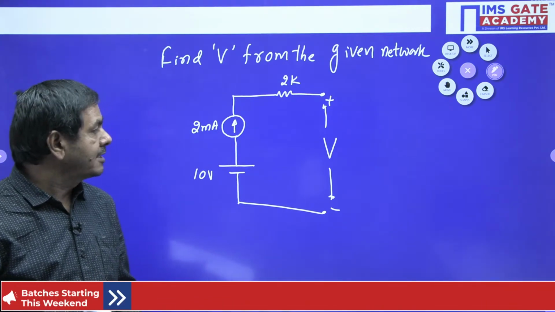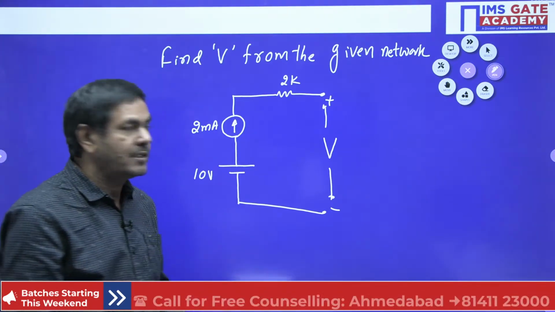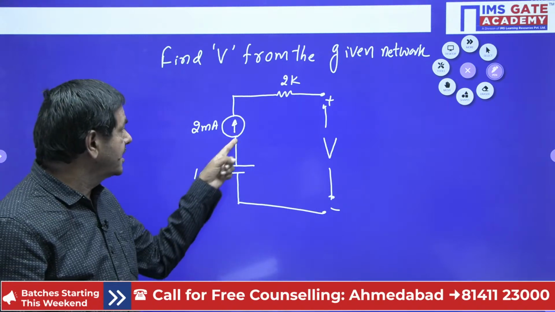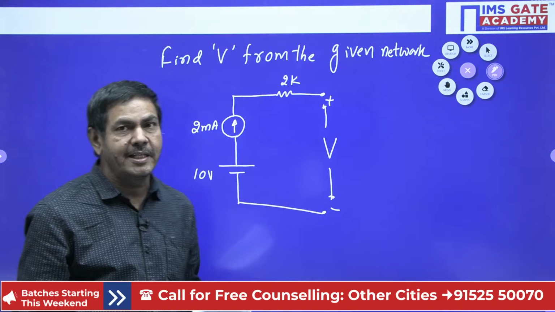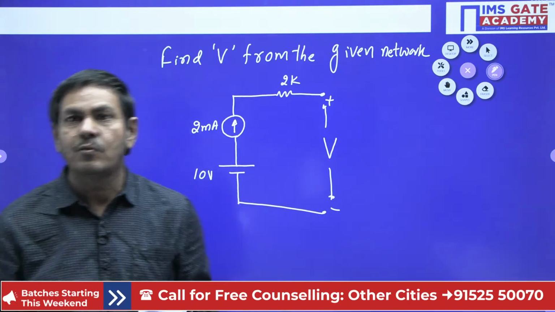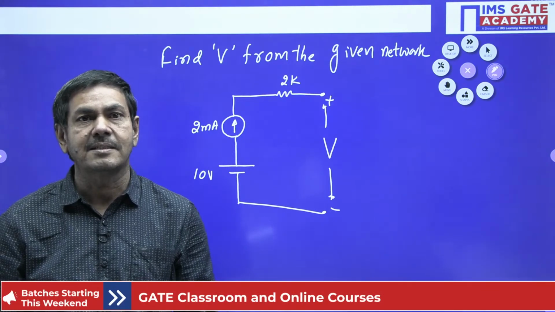What is the voltage V from the given circuit? Given a battery voltage of 10 volts. A current source is connected with 2 milliamperes. A resistance is connected with 2K. It is asking to find the open circuit voltage V only. Can anybody answer this question?